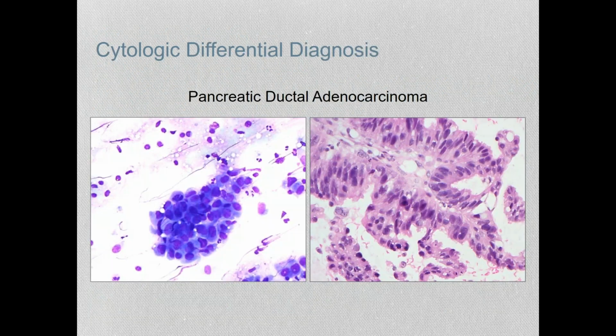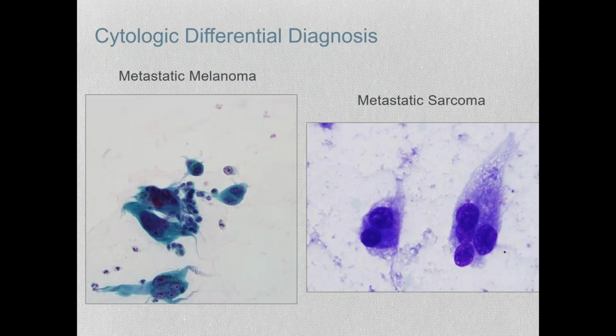So what's in the differential? As some of you pointed out, pancreatic ductal carcinoma, especially if they're poorly differentiated. And then some other thoughts you might want to think about are some metastatic lesions that have giant cell features, such as metastatic melanoma. We know it's a great mimicker and it can look like anything, as well as metastatic sarcoma, which you can see here.